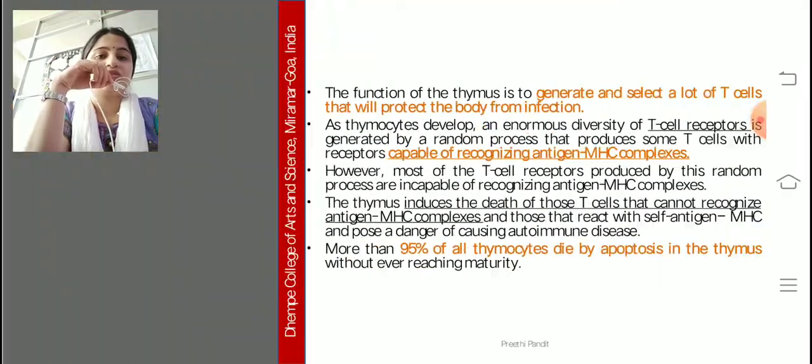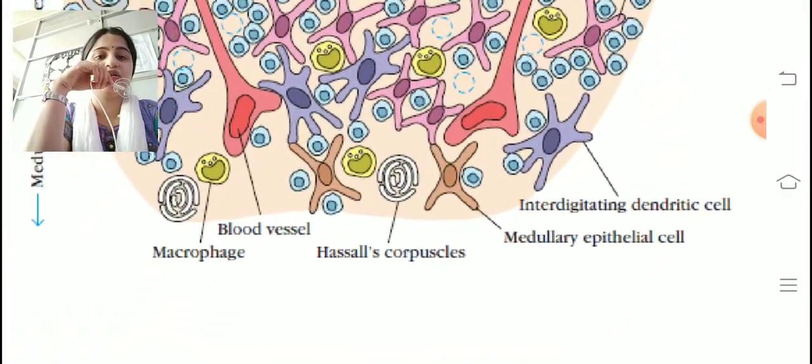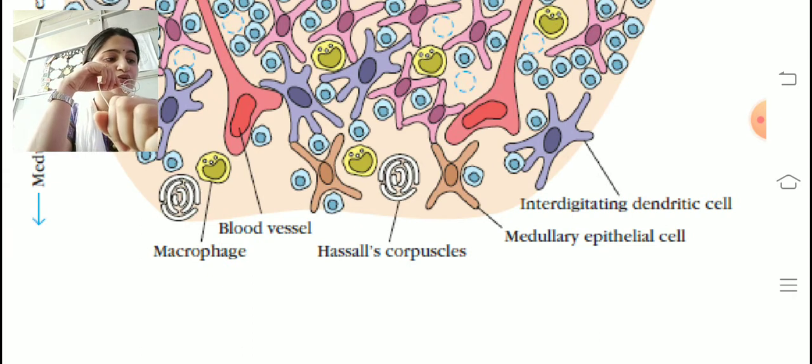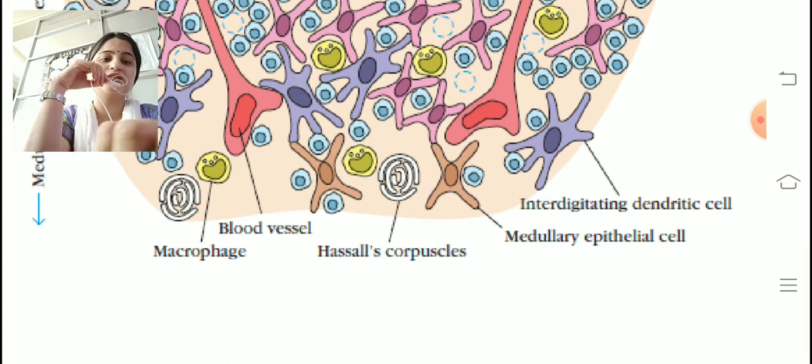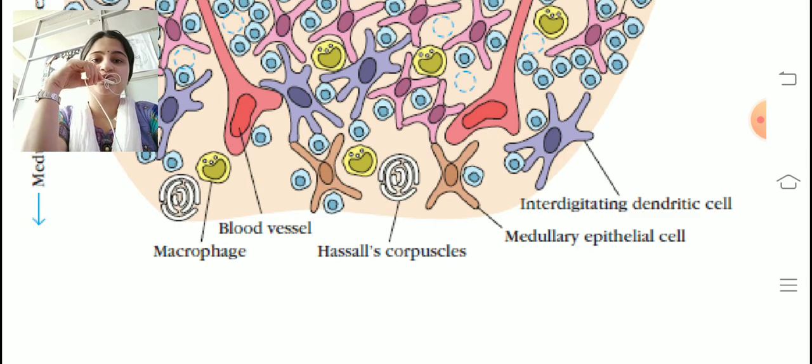So it's here. What do these Hassall's corpuscles do? They are known as the thymic corpuscles, and they are structures found in the medulla of the thymus. They are potent sources of cytokines, which, as I told you, are protein chemicals that are messengers that regulate the immune response. So this is something that was remaining to be told to you.